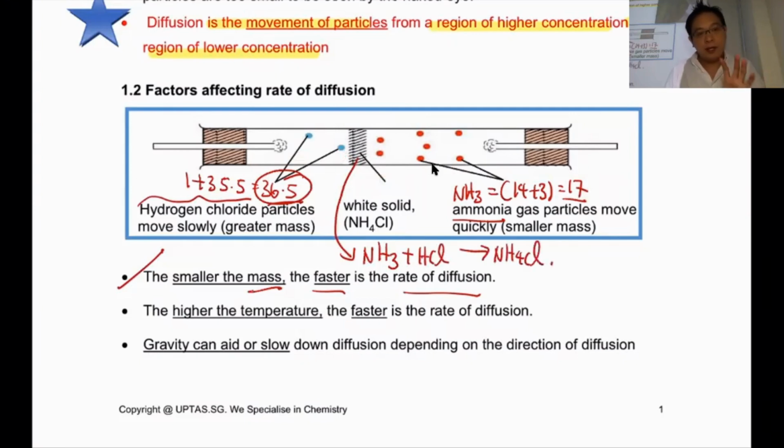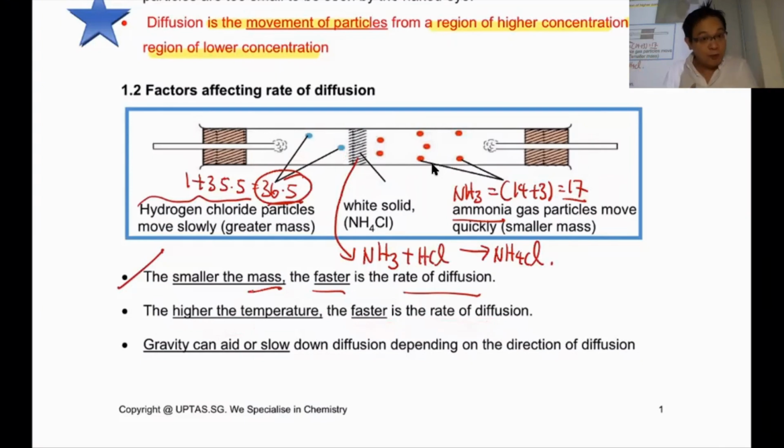This reaction we will talk about in more detail when we reach acid, base, and salt. But just for now, we just take it as it is. Next, of course, another factor that can affect the rate of diffusion is temperature. Right? The higher the temperature, the faster the particles will diffuse.